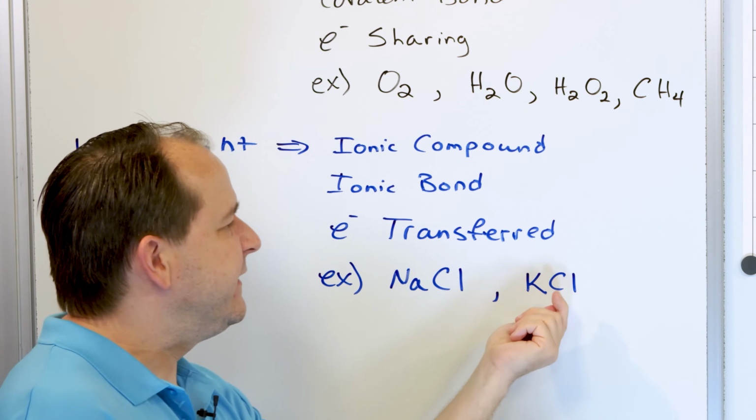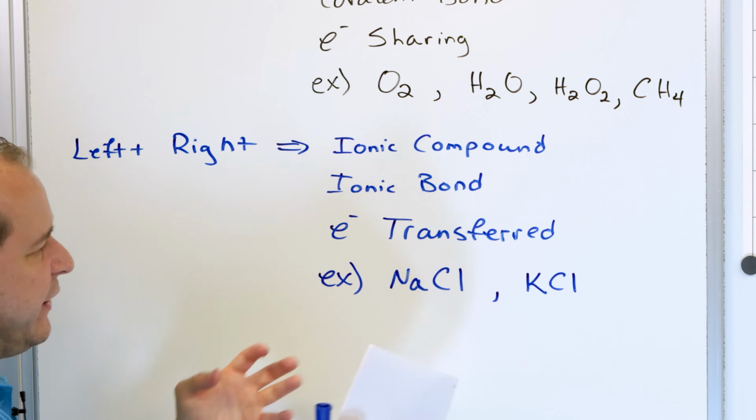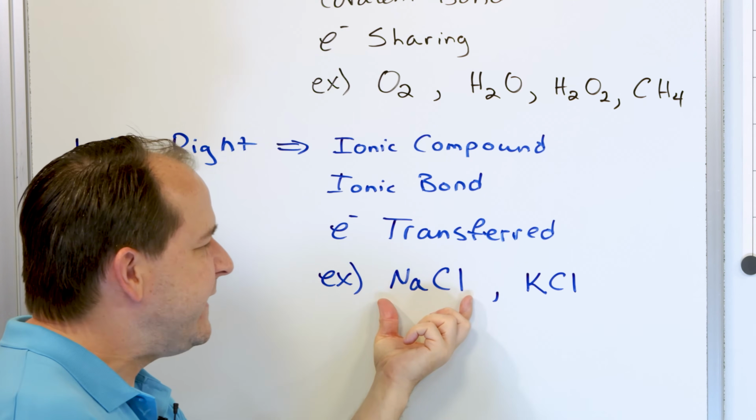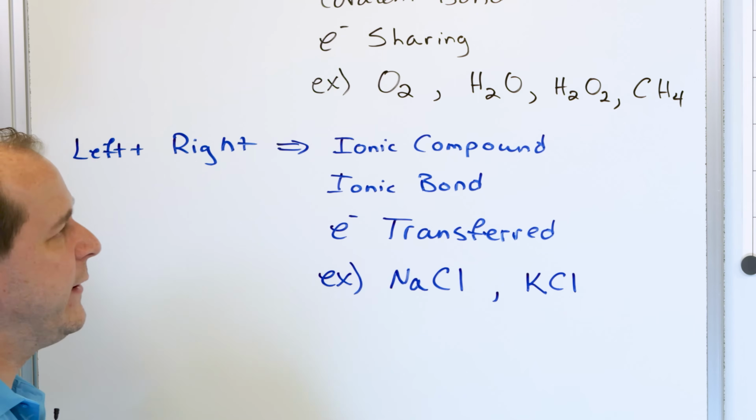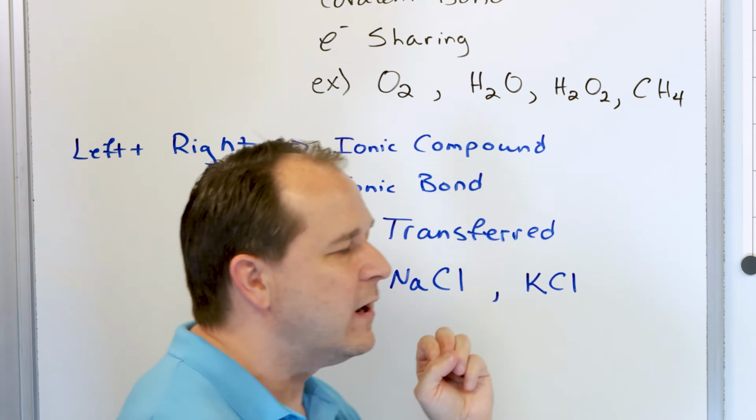One atom of potassium, one atom of chlorine. So that's how they join up. It is not correct to say that this is a molecule. You're going to understand why in a second, but they're not molecules.